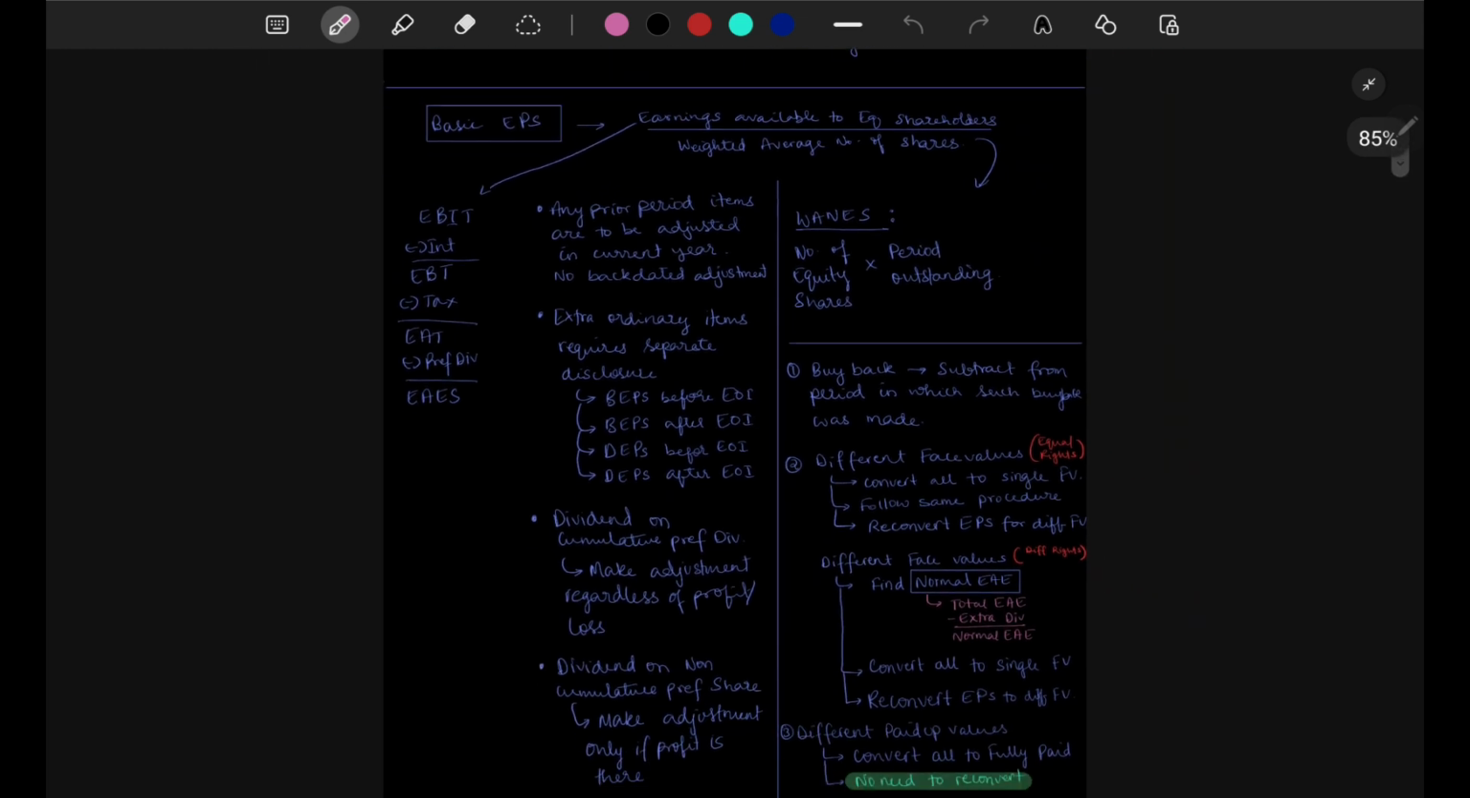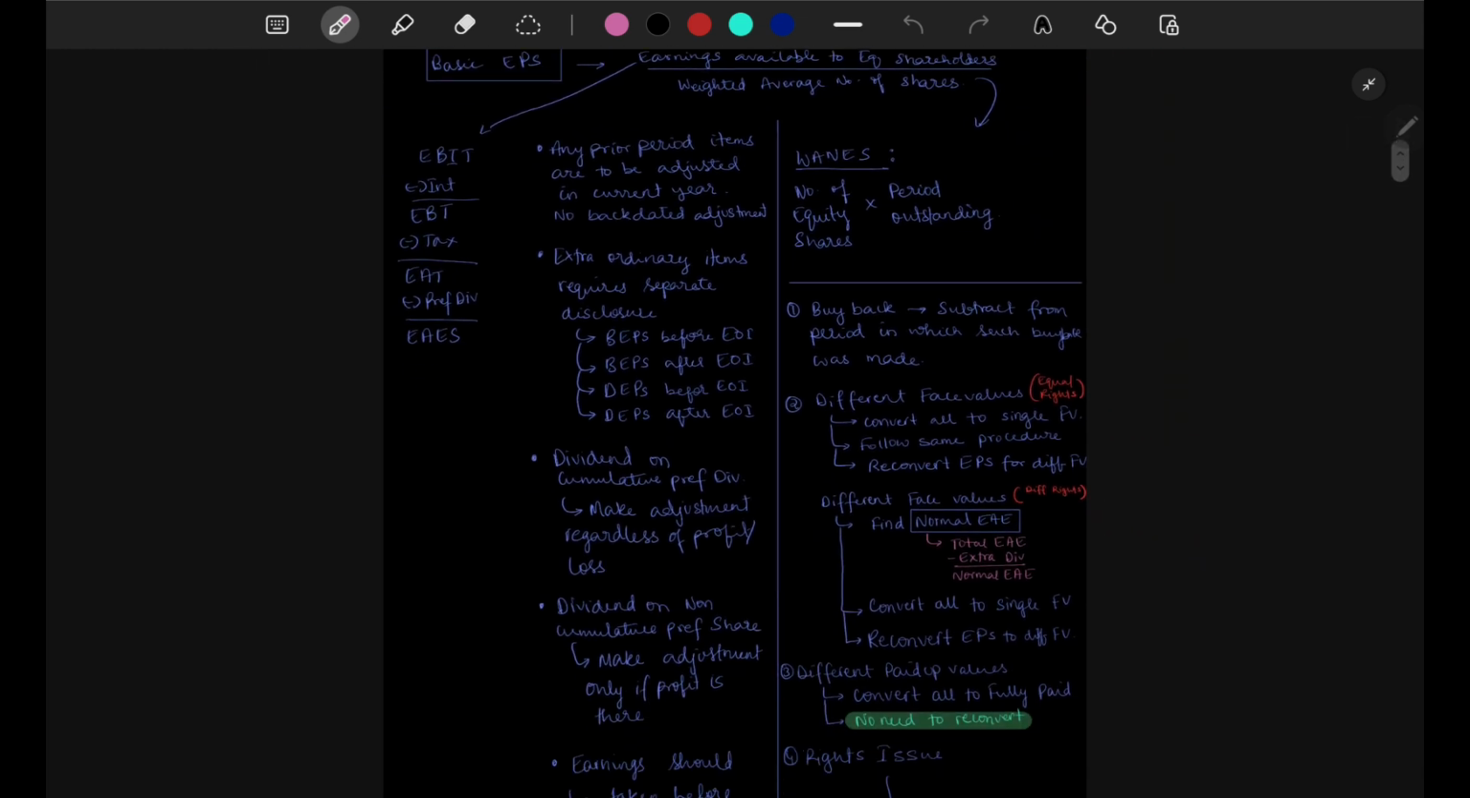We'll just go through it once. In the first case, any prior period items are to be adjusted in the current year only. Backdated adjustments are not allowed. So no backdated adjustments. Okay, clear? Next, extraordinary items require separate disclosure.